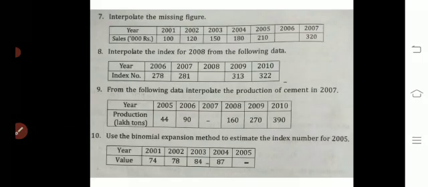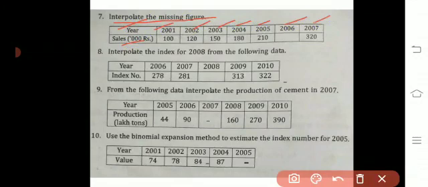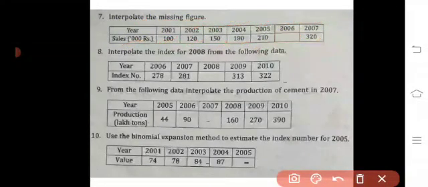So these are the examples on the binomial expansion method, that is for interpolation and extrapolation. Now here some examples are there, you can try them at home. Interpolate the missing figure, and here year and sales in 1000 rupees are given. Years are given 2001, 2, 3, 4, 5, 6, 7, and sales in 1000 rupees are given 100, 120, 150, 180, 210. For 2006 it is missing, and the last is 320. You can simplify by using the binomial expansion method.